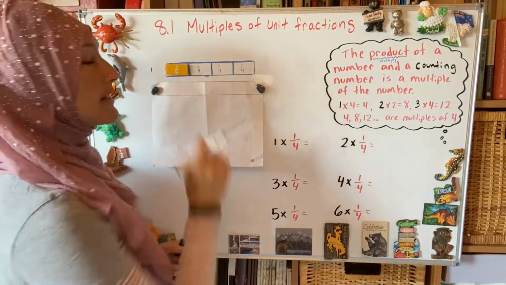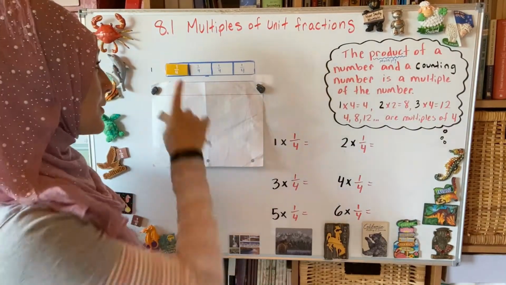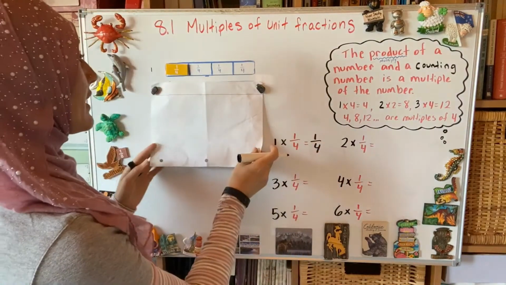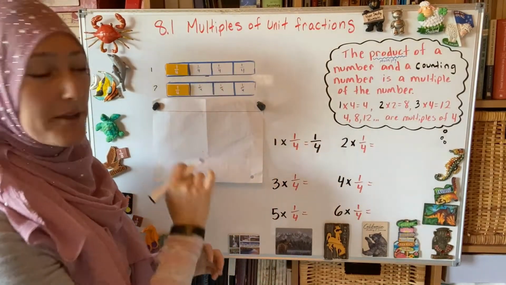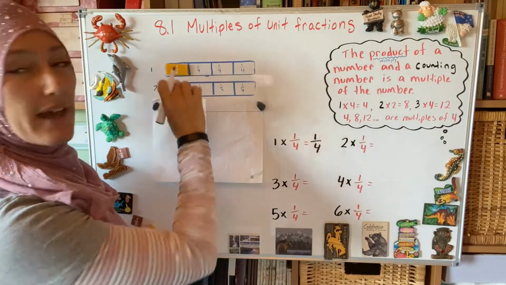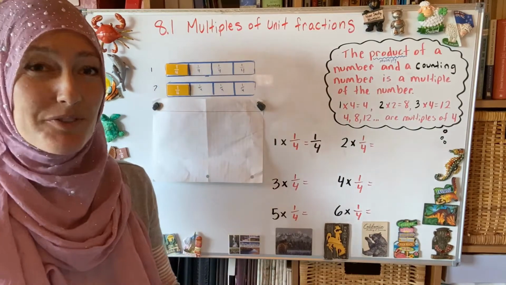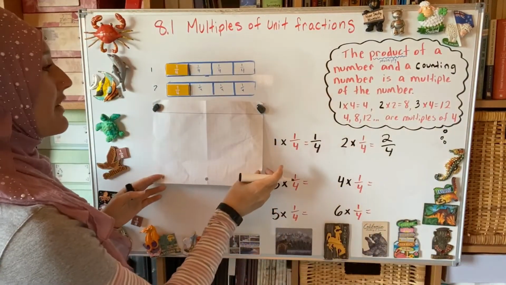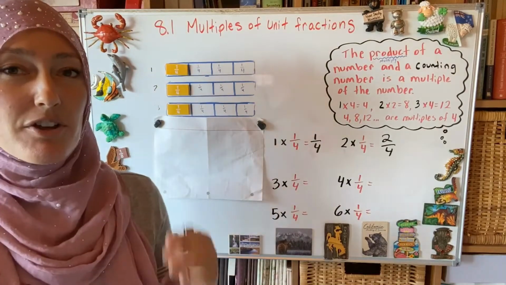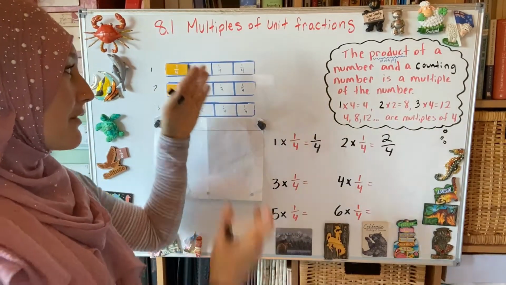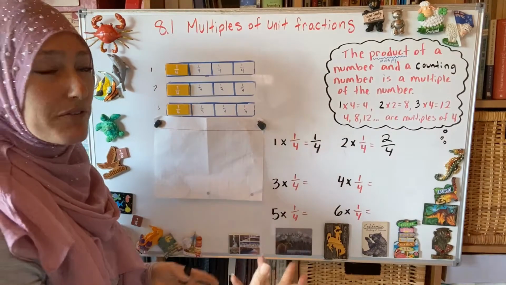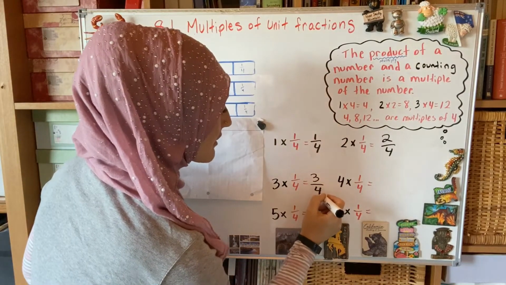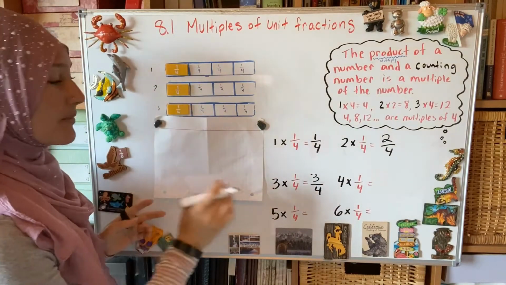So listing out the fractions, you're just going to see 1 times 1/4 will be 1/4. If I have 2 times, so 2 times 1/4, how many 1/4 pieces do I have? I have 2 of them, so it's going to be 2/4. If I have another one, so now I have 3 times 1/4, that will be 3/4 because I have 3 of them.